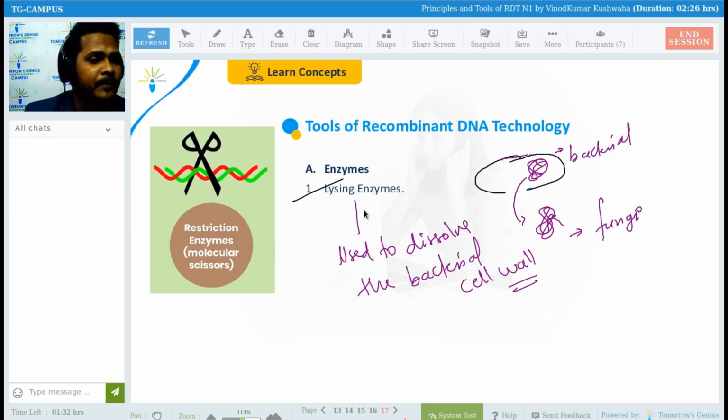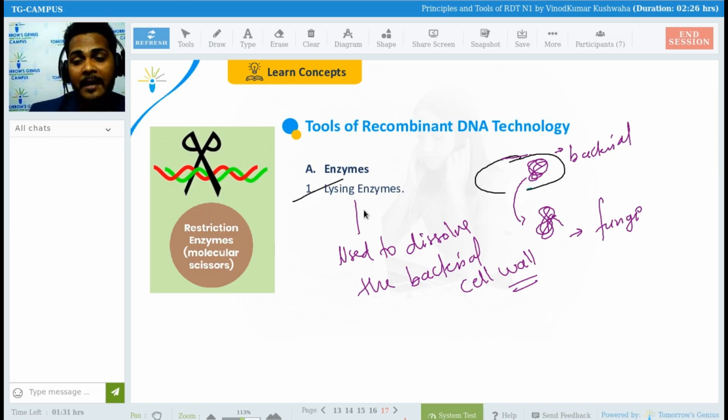Chitinase. Very good. Why chitinase? Because the fungal cell wall is made up of chitin. Yes, absolutely. So the fungal cell wall is made up of chitin, and to degrade the chitin, we require chitinase. So chitinase is going to degrade the chitin wall, I mean the fungal cell wall, so that you can easily extract the DNA from the fungi.